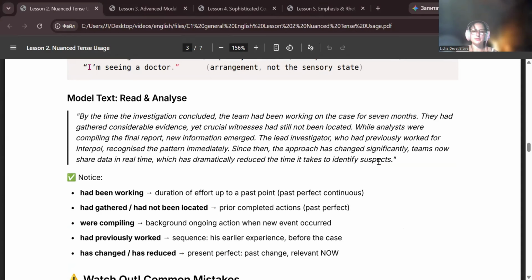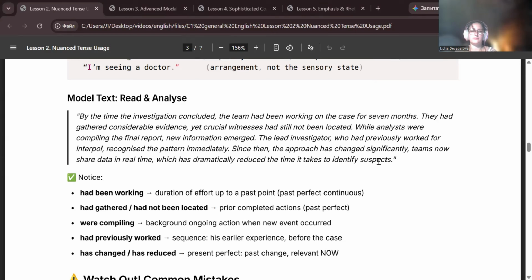By the time the investigation concluded, the team had been working on the case for 7 months. Had been working: duration of effort up to a past point. Past perfect continuous. They had gathered considerable evidence. Had gathered: prior completed actions. Past perfect. Yet crucial witnesses had still not been located.